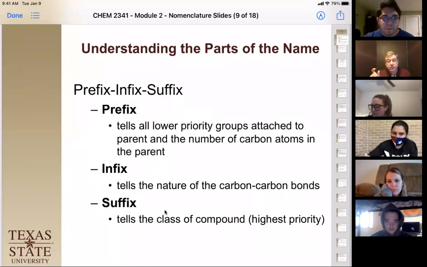An infix is just two letters, but it tells us if we have a carbon-carbon single bond, carbon-carbon double bond, or carbon-carbon triple bond. And then the last thing at the end actually names the class of the compound, and we always name it for its highest priority. Different functional groups have different reactivities, and therefore there are higher priorities.